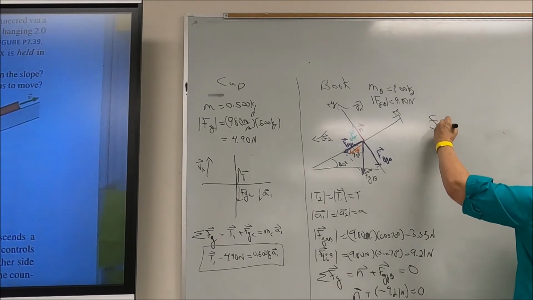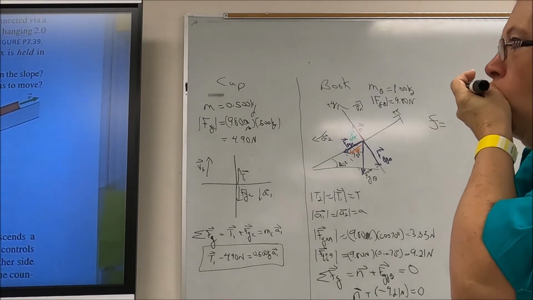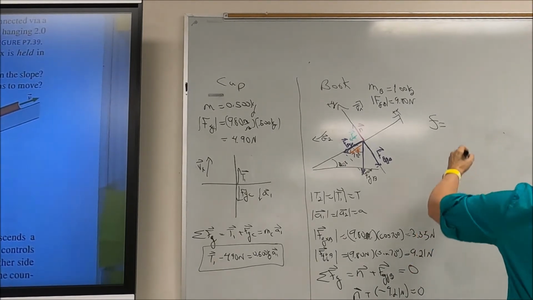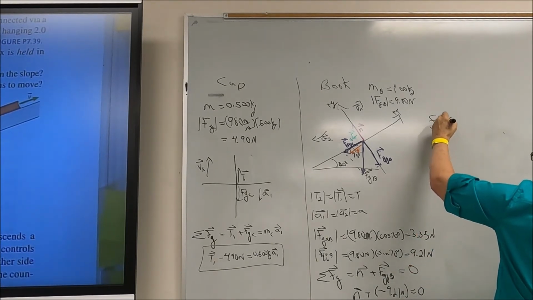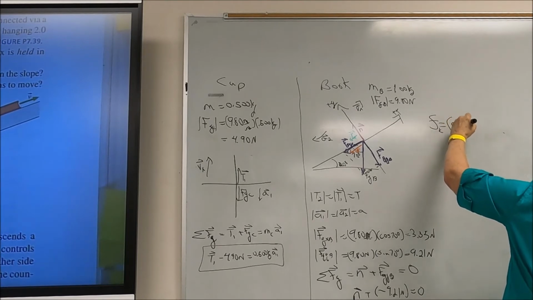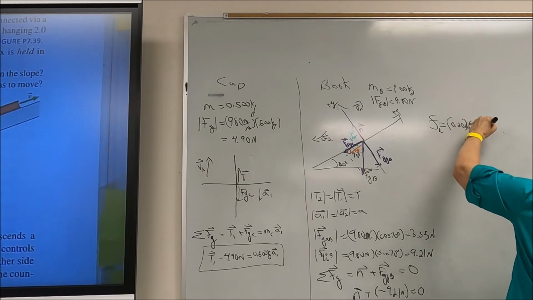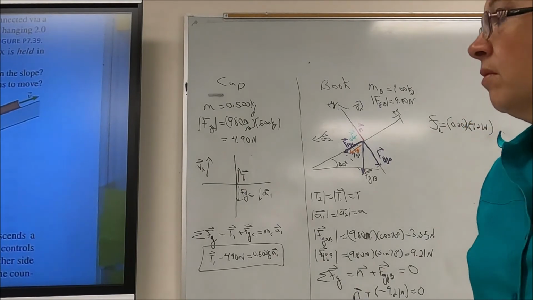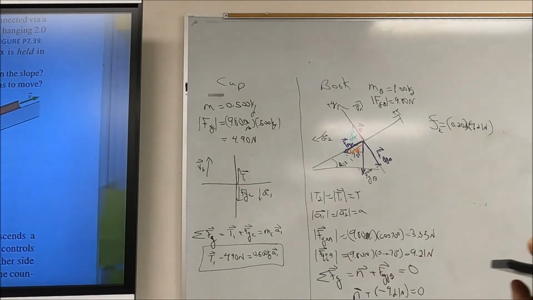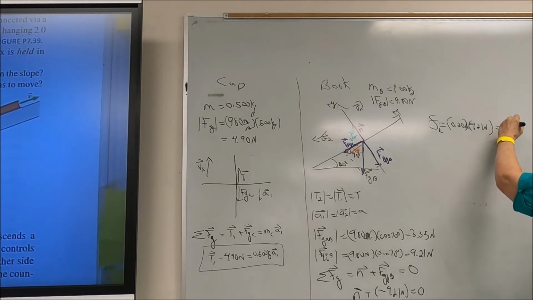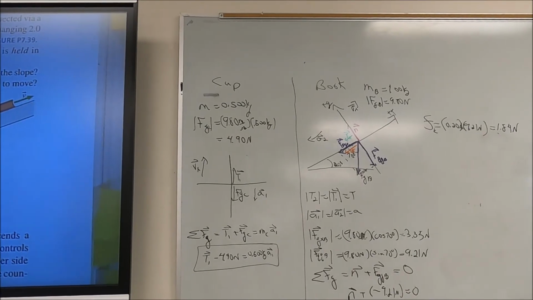Okay, that means our frictional force is equal to our mu sub k, 0.20, times 9.21 newtons. So 0.2 times 9.21 gives me 1.84 newtons. Okay, let's roll this just a little bit.